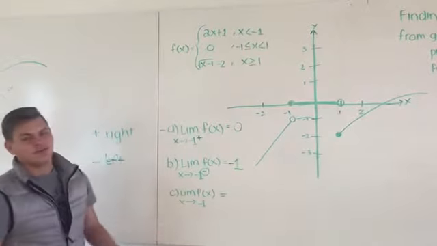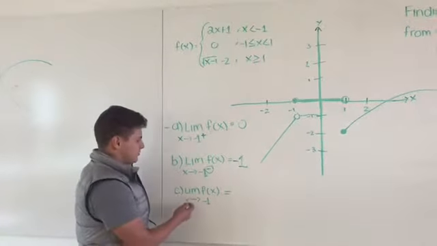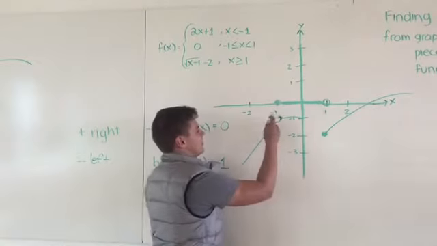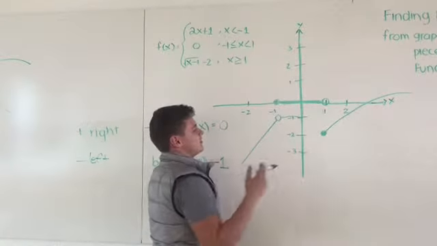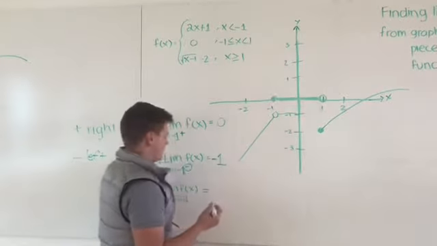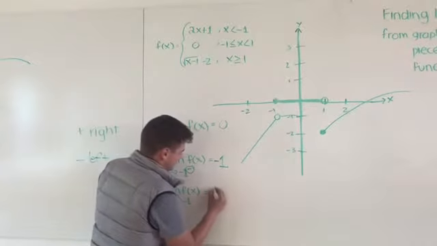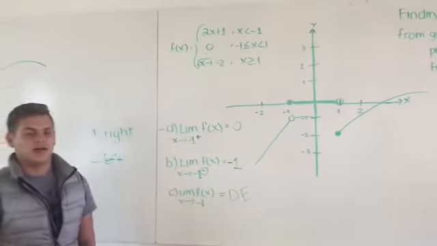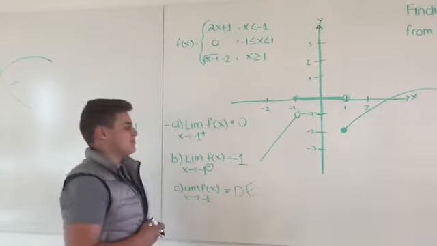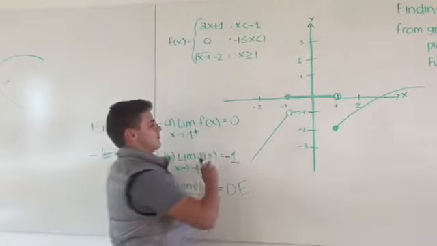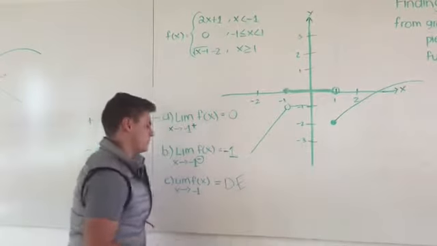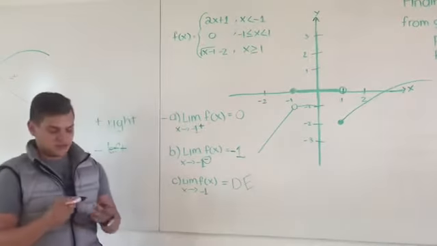In letter C, we need to find the limit when x approaches -1. But in our graph, -1 has two different points that come from different sides. So because of that, the limit doesn't exist. Because for a limit to be a limit, it needs to come from the left and from the right, but meet at the same point. So this one there is no limit.